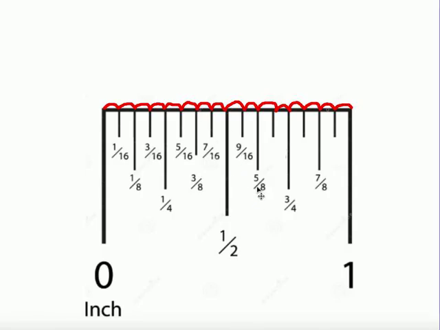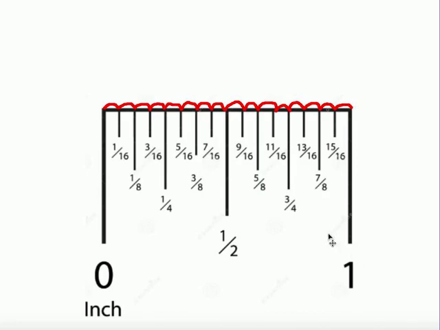9/16. 10/16 can be reduced to 5/8. Then you have 11/16. 12/16 can be divided by 4, so that is 3/4. Then you have 13/16, which can't be reduced. Then you have 14/16, which is divided by 2, 7/8. Then you have 15/16, the last of these little lines, because the next one is 16/16, which is 1 whole. So that's what an inch ruler looks like.